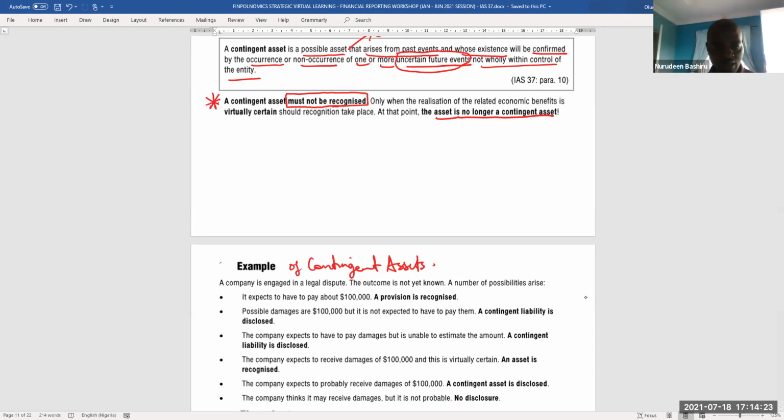The company thinks it may receive damages. What is "think"? Assume. I've been thinking. It's not even assume. Think. What is thinking? I've been thinking that I'll be a billionaire all these days. But where am I?